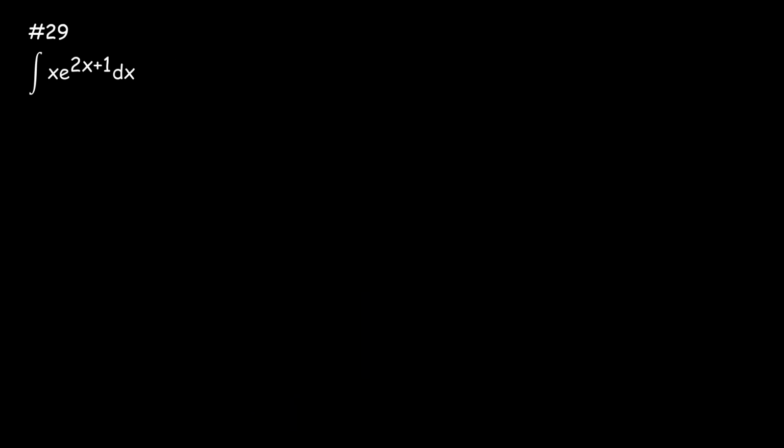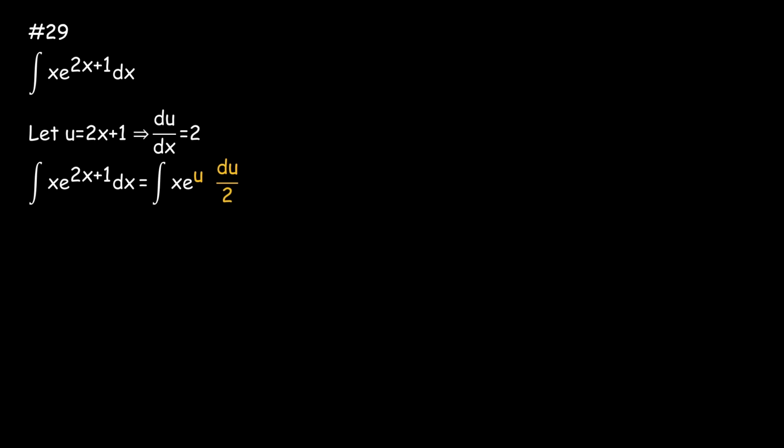Question 29. We have the integral of x e to the power 2x plus 1 dx. So if we let u be equal to 2x plus 1, this would imply du by dx is equal to 2. Now that would simplify the function for us, but then we'll still have x in the beginning. So I think we might need to use integration by parts. If I replace the value of u, I'm going to have the integral of x e to the power u du over 2, just like I said.